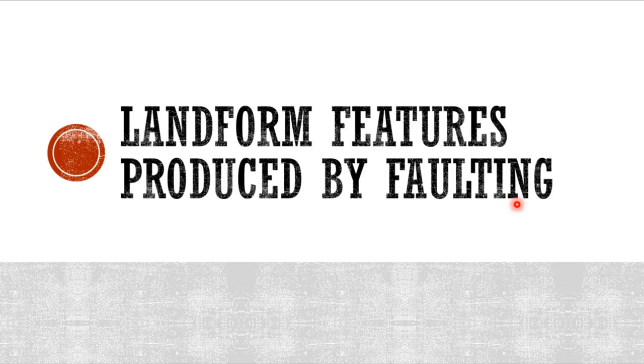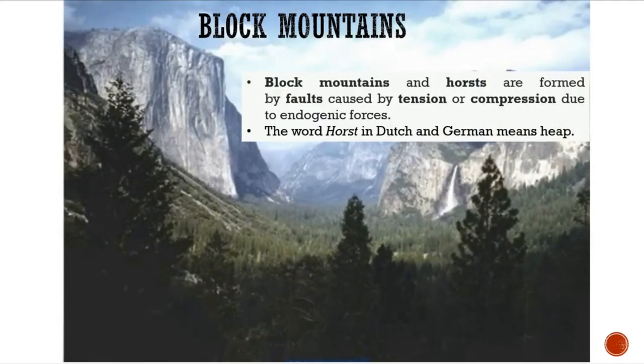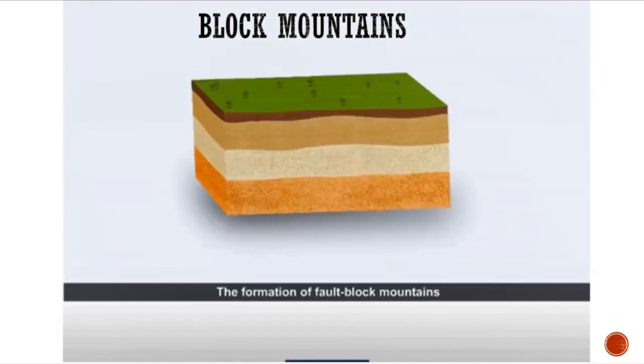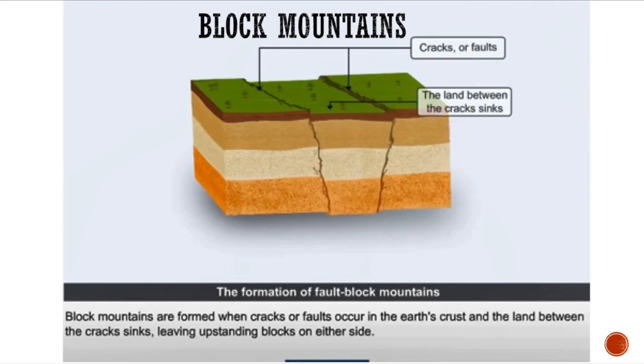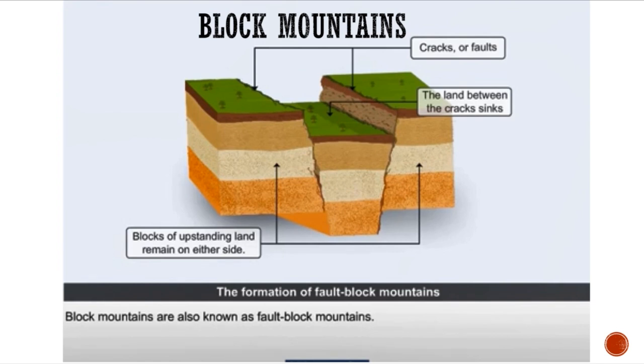Now about the landform features produced by faulting. First one is block mountains. Block mountains and horsts are formed by faults caused by tension or compression due to endogenic forces. The word horst in Dutch and German means heap. Block mountains are formed when cracks or faults occur in the Earth's crust and the land between the cracks sinks, leaving upstanding blocks on either side. Block mountains are also known as fault block mountains.